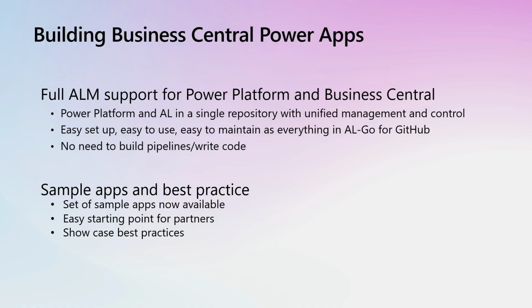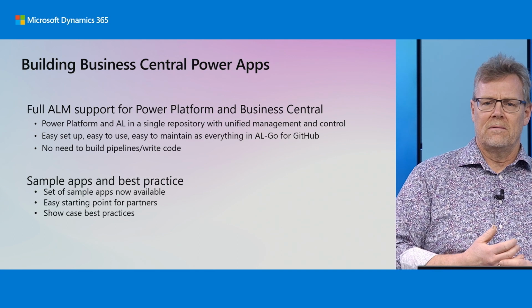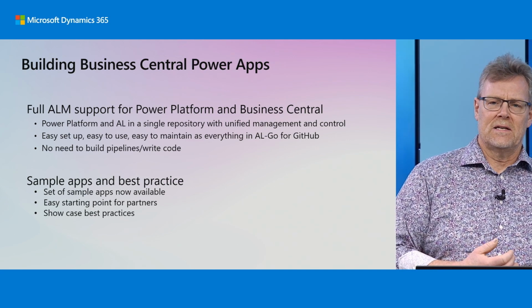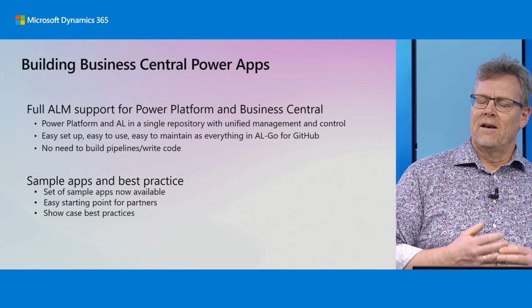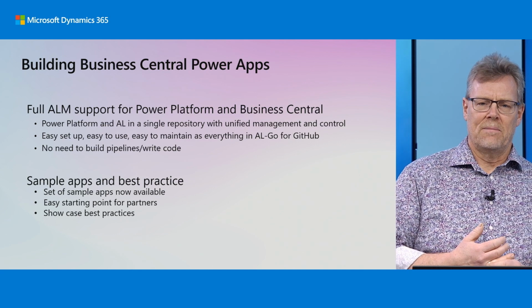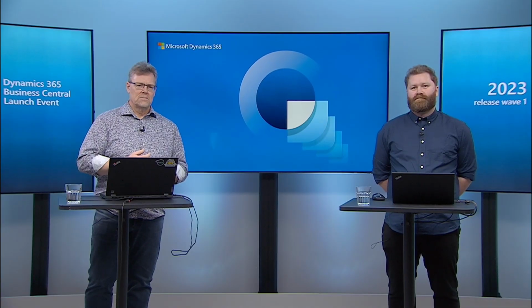So building Business Central Power Apps, we now have full ALM support for Power Platform and Business Central, unified management and control in ALGO for GitHub. Easy to set up, easy to use, easy to maintain as everything else in ALGO for GitHub, and no need for DevOps engineers to write code or build pipelines and do all of these things. Everything just works out of the box.